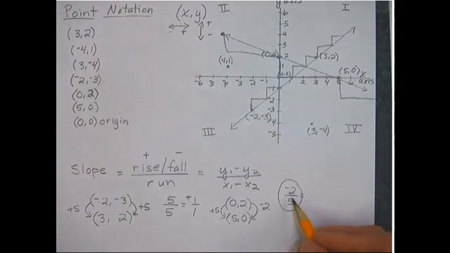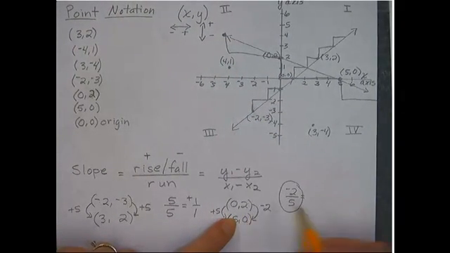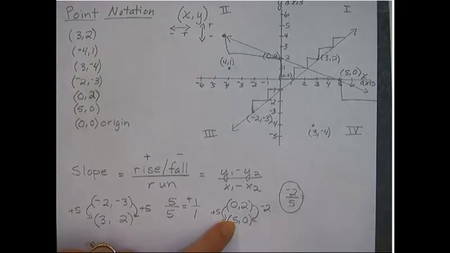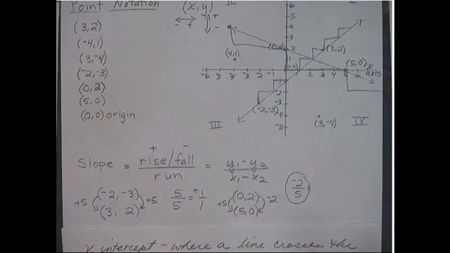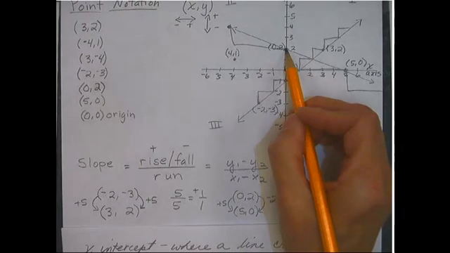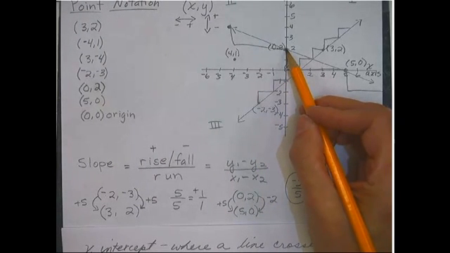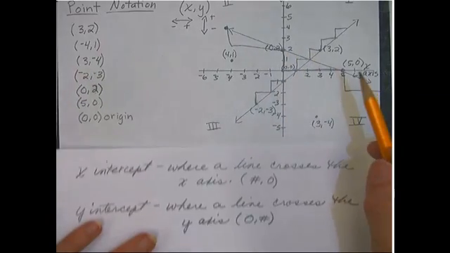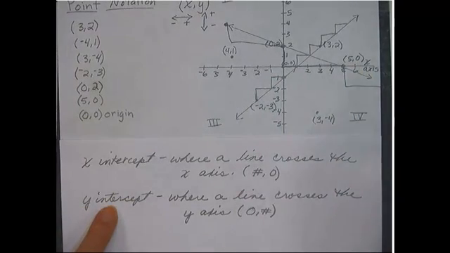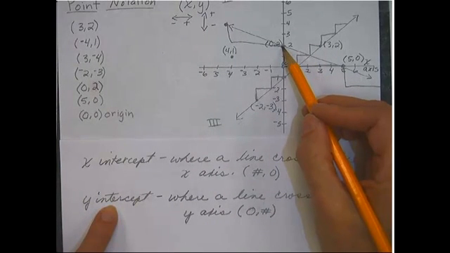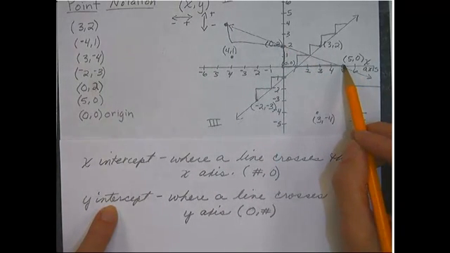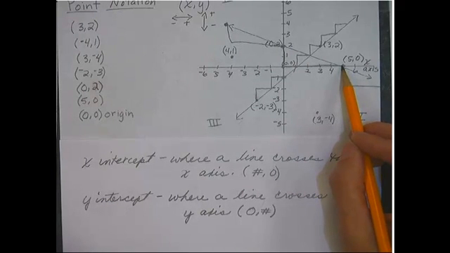Okay? Now, these 2 points are kind of significant for another reason. I used them to help me find my slope, but also they're significant because they each are an intercept. The first point, which is 0, 2, right here, this is where this line crosses the y-axis, and we call that the y-intercept. Okay, I'm going to slide this up here. Okay, again, 0, 2 is where this line crossed the y-axis. That is called the y-intercept. 5, 0 is where this line crosses the x-axis, and we call that our x-intercept.